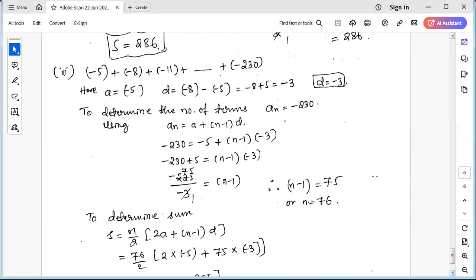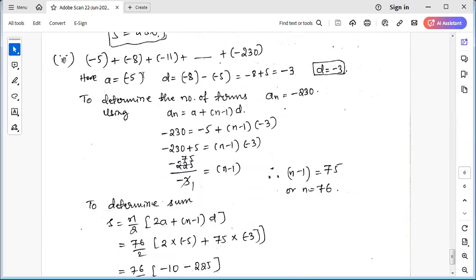Go to the last problem. The terms are like this: minus 5 plus minus 8 plus minus 11 and so on up to minus 230. First term is minus 5. Determine the common difference d: minus 8 minus of minus 5. So minus 8 plus 5 is minus 3. So d is equal to minus 3. Then the nth term is given, that is minus 230. Using this, we have to determine the n value. So minus 230 is equal to a is minus 5 plus n minus 1 into d is minus 3.